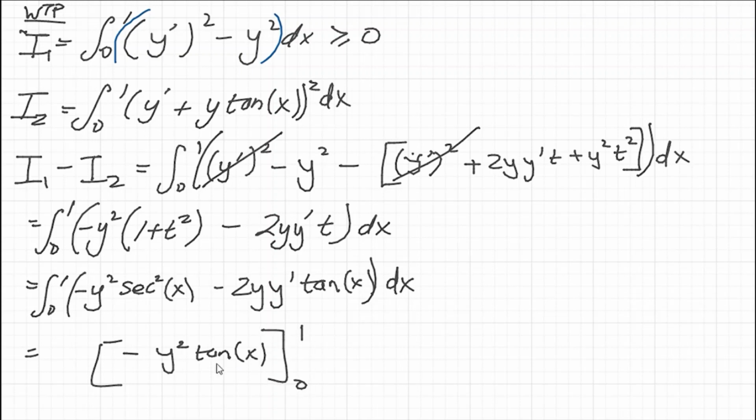And just to double check this, if we differentiate this using the product rule, if we differentiate this first term first, so minus 2y times y prime times tan x, which is that term, and then if I keep this term and differentiate this, I get minus y squared sec squared x, which is that term there.